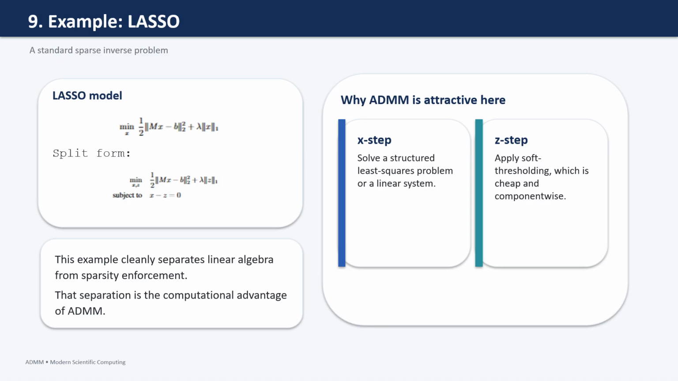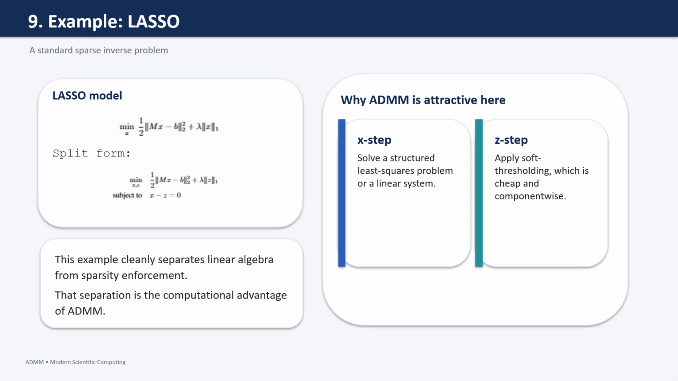The difficulty of this problem is that the least squares term is smooth, but the L1 norm is non-smooth. ADMM can approach this by introducing a split variable z, giving the problem: minimize over x and z 1/2 ||Mx - b||^2 + lambda ||z||_1, subject to the constraint x - z = 0.